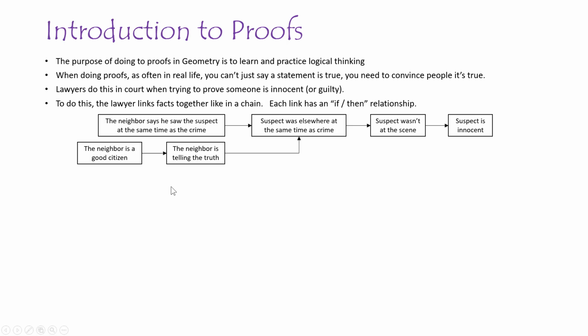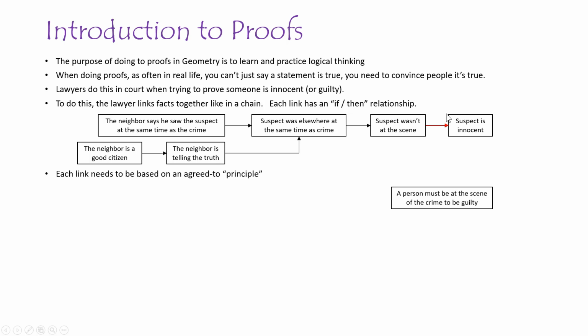So underlying each of these conclusions is a principle that says that you can draw this conclusion. And so each link needs to be based on an agreed-to principle, and this is very important for geometry, by the way. And so the agreed-to principle is that if you're not at the scene, you can't be guilty of a crime because you weren't there. That's a principle, a general rule, and the general rule is a person can't be in two places at once.